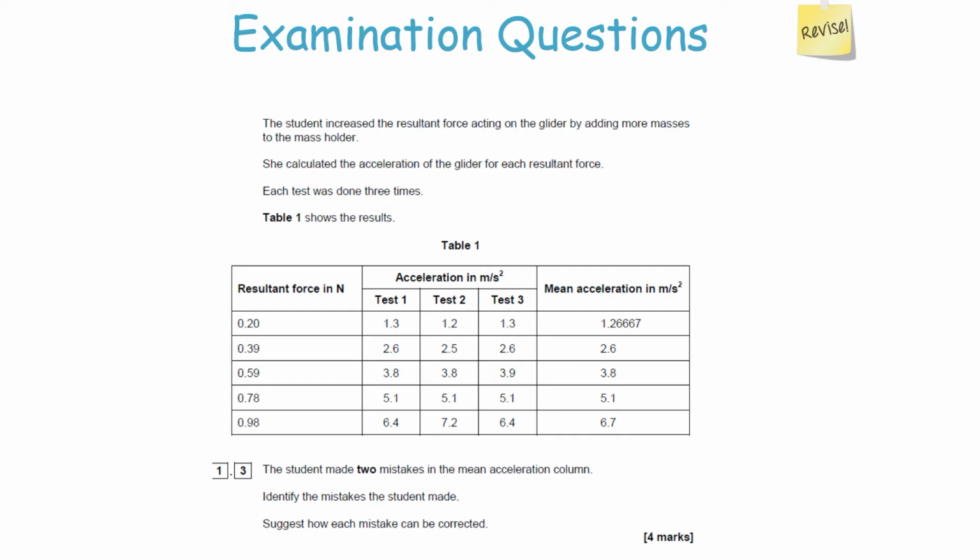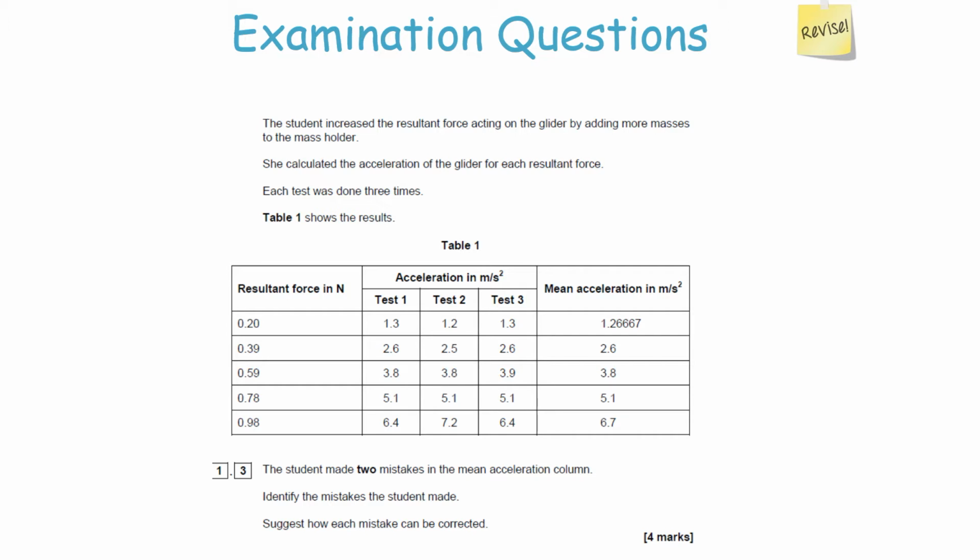So the first issue is that the value in the 0.20 row is written to the wrong number of decimal places, or you could say significant figures. You would give your value to 2 significant figures or 1 decimal place like all the other values in that column. Whilst the second issue is when you are calculating your mean. Now if you look at the mean acceleration for 0.98, you can see that you've got an anomalous result. You know this is anomalous because one of the results will be much different compared to the others, and it should be discarded from the calculation of the mean and not included.